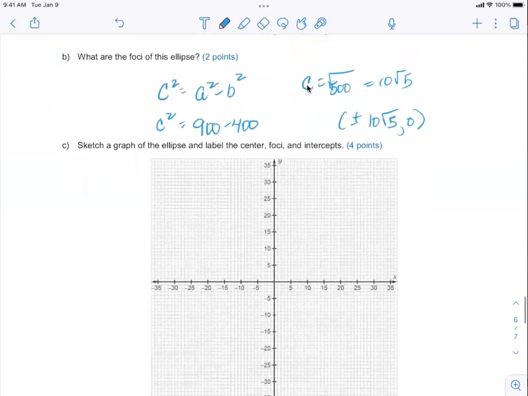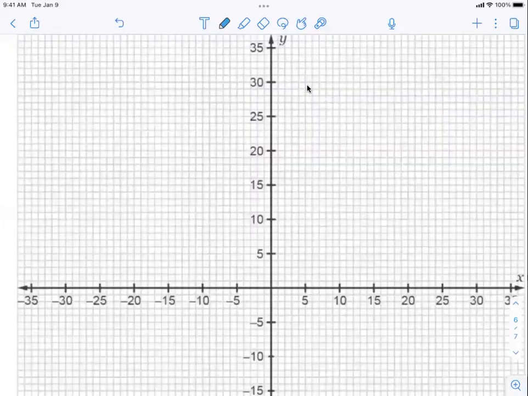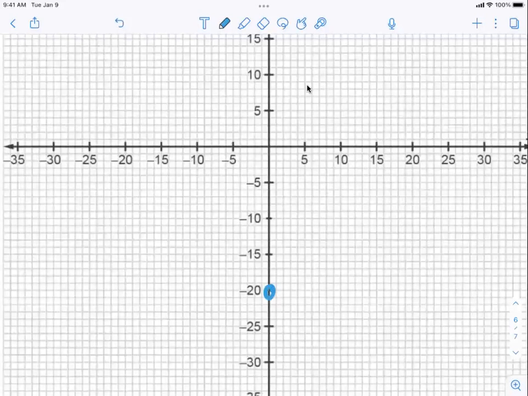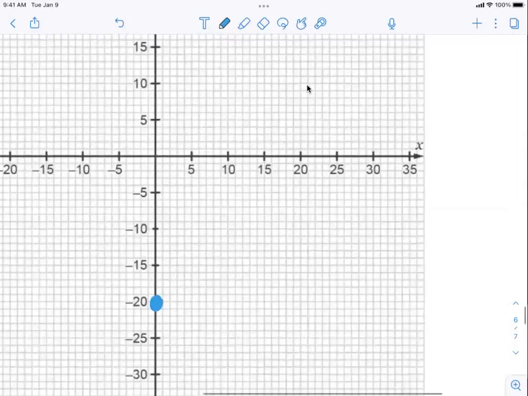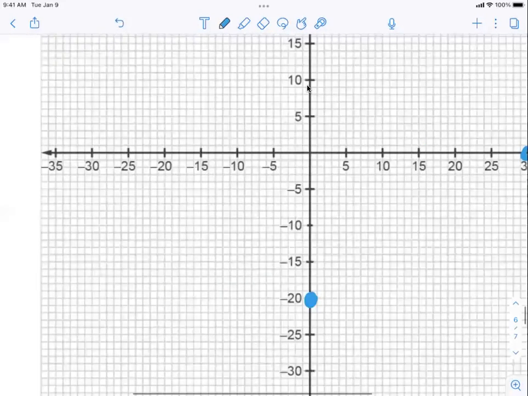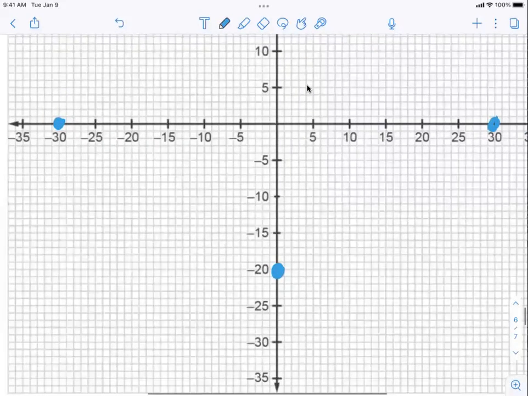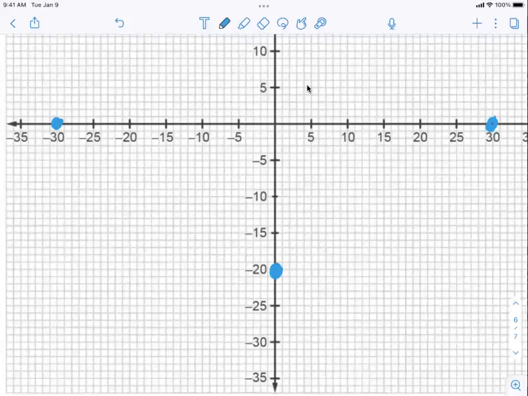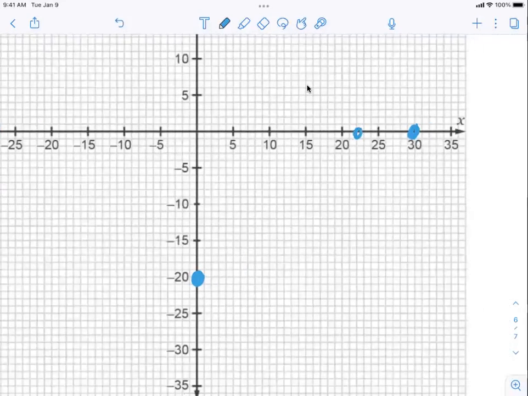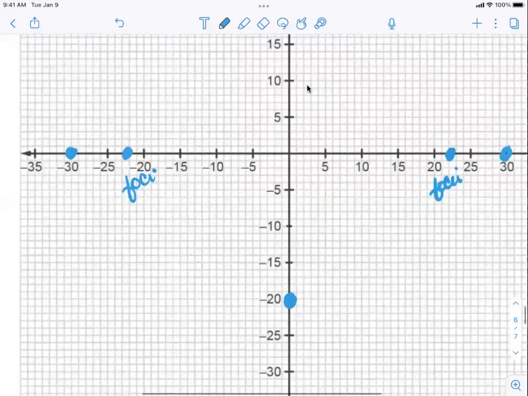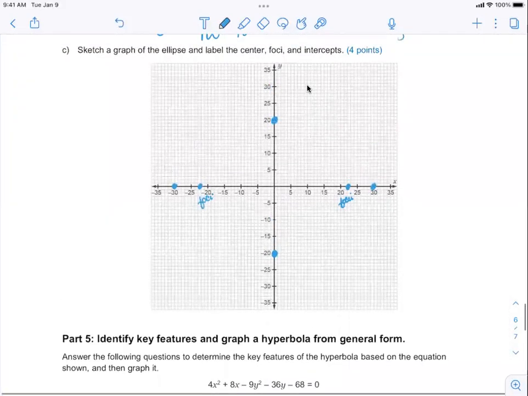So how do we graph this? We're at 0, 20. We're at 0, negative 20. We're at 30, 0, and negative 30, 0. And the foci are at 10 root 5, which is kind of between 20 and 25. And then you sketch a graph.